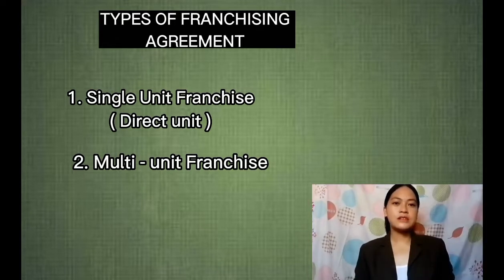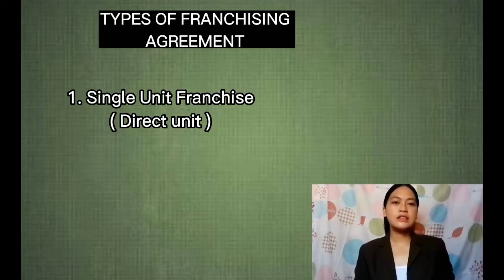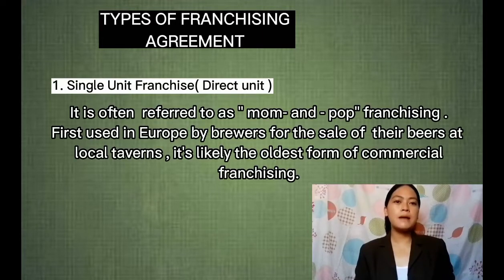Let's tackle first the single unit franchise. It is often referred to as mom and pop franchising, first used in Europe by brewers for the sale of their beers at local taverns. It's likely the oldest form of commercial franchising.